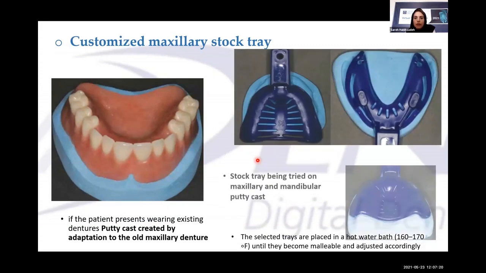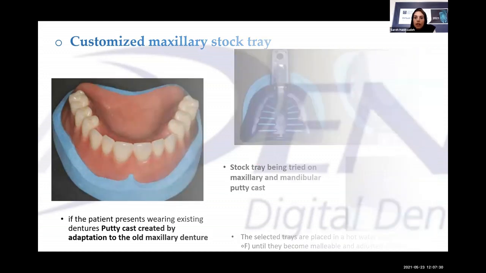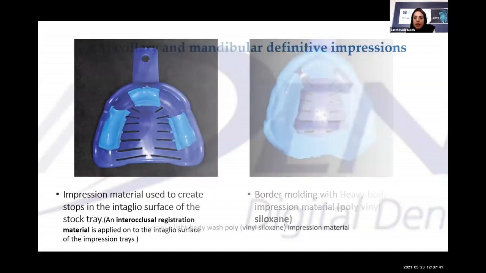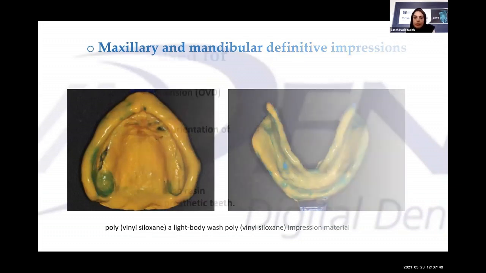So if you're lucky and you have the previous denture of the patient, you can have a putty cast from the previous denture, and then these trays will be molded into the putty cast. So finally, you'll have your tissue stops with the use of an intraocclusal registration material. You have your border molding with the heavy body polyvinyl siloxane. And finally, the final impressions or definitive impressions with the use of light body polyvinyl siloxane.